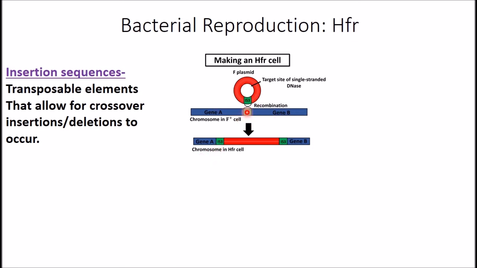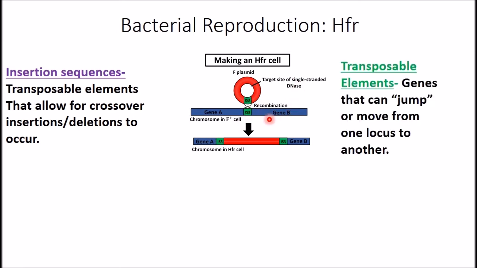The only way that it can do that is if it has an insertion sequence here, and insertion sequences are just transposable elements that allow for crossover, insertions or deletions to occur, and a matching one here. So it has to have sequence homology here in order to get this to occur. The transposable elements are genes that can jump from one locus to another. And that can happen in many different places on the chromosome of the bacterium.